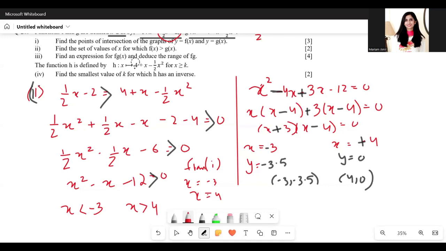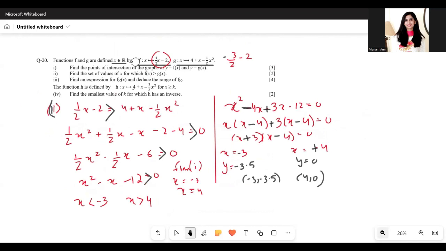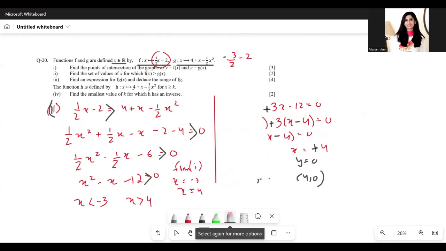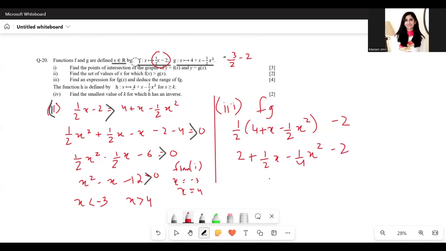Okay. Next up is find an expression for fg and deduce the range of fg. So for part 3, we need fg. So g goes in the function f, so half times 4 plus x minus half x squared, and minus 2. Okay, this will be 2 plus half x minus 1 by 4 x squared minus 2. So this is just fg is negative 1 by 4 x squared plus half x.